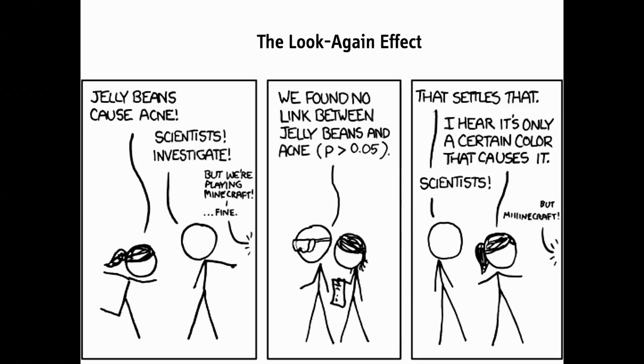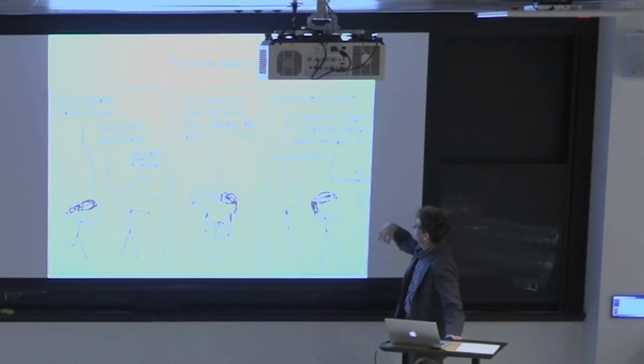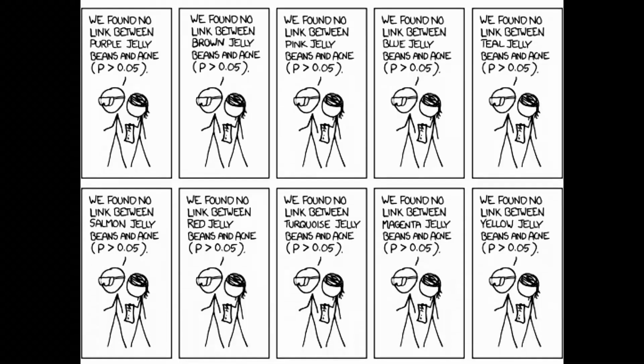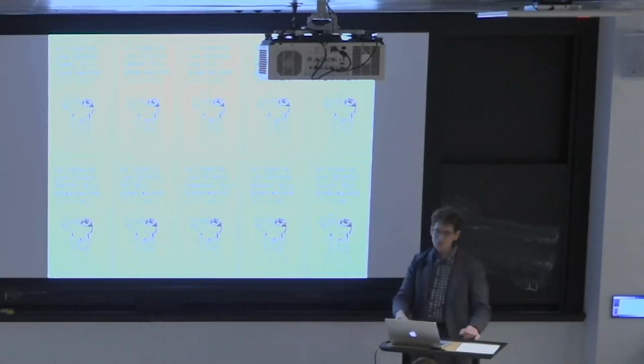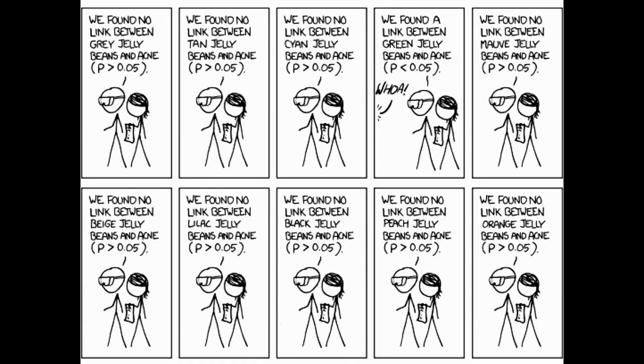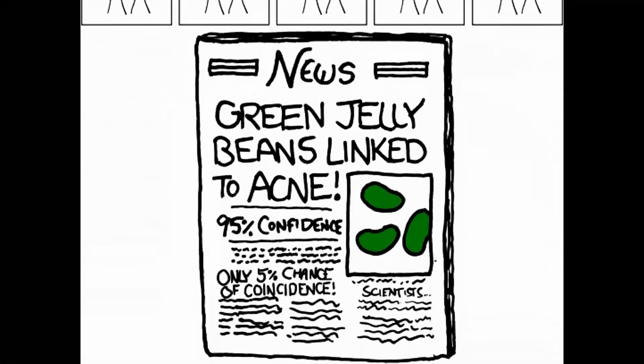Jelly beans cause acne, scientists investigate. And there's this claim that they found this link. And then here is this thing. It appears to be a certain color. And so they go through all the colors. For no link between purple and brown and pink and blue and teal and salmon color, red color, turquoise, magenta, yellow. Like the p-value is always too large to defend any link. And then, lo and behold, they get to green, and the p-value appears to justify that there is acne caused by jelly beans, and then you have this publication.